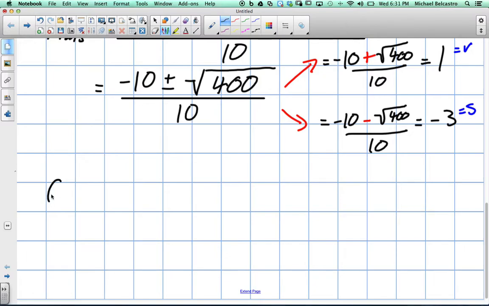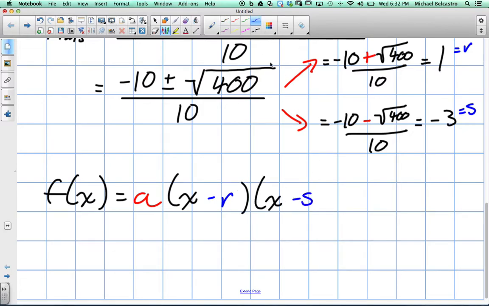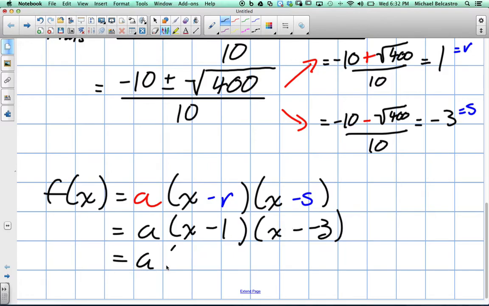So recall that f of x is equal to a, and then x minus r, and x minus s. Okay? And we're going to replace r and s with those. So we get a, x minus 1, okay? Even though it's positive, we have to write a negative in front of it. And here it will become x minus negative 3. So what happens when those are kind of beside each other? Becomes plus. Yeah, so we have a, x minus 1, x plus 3.